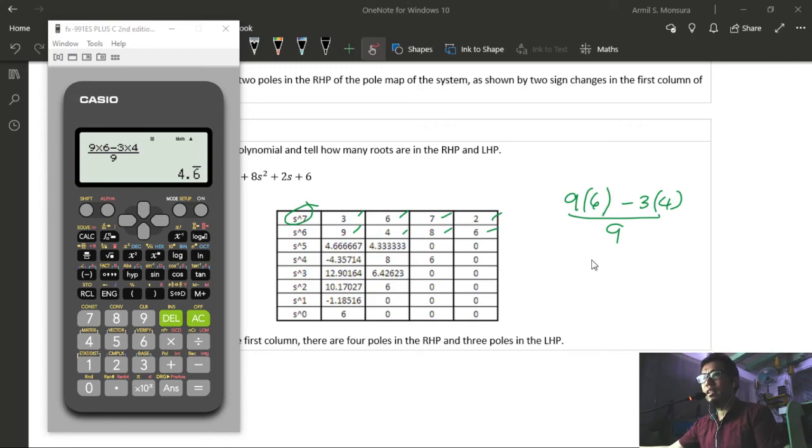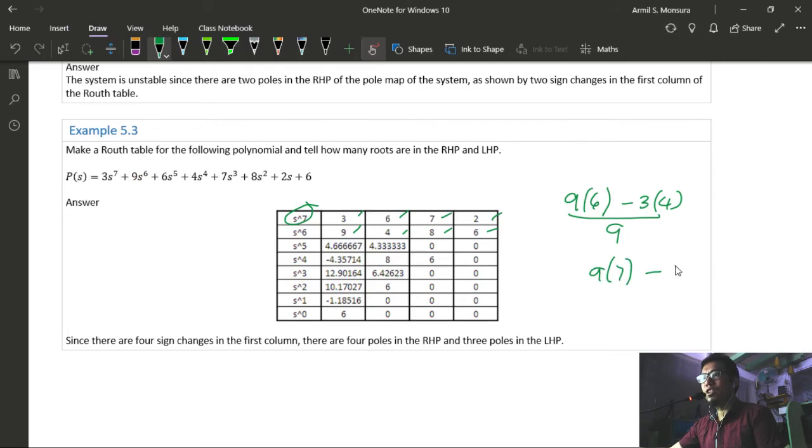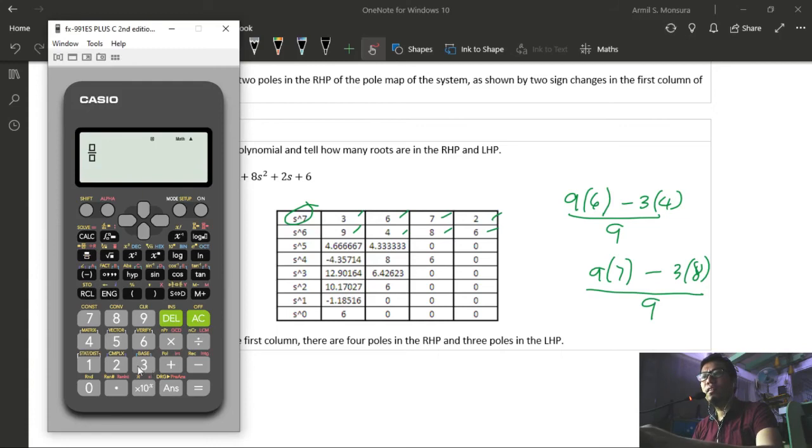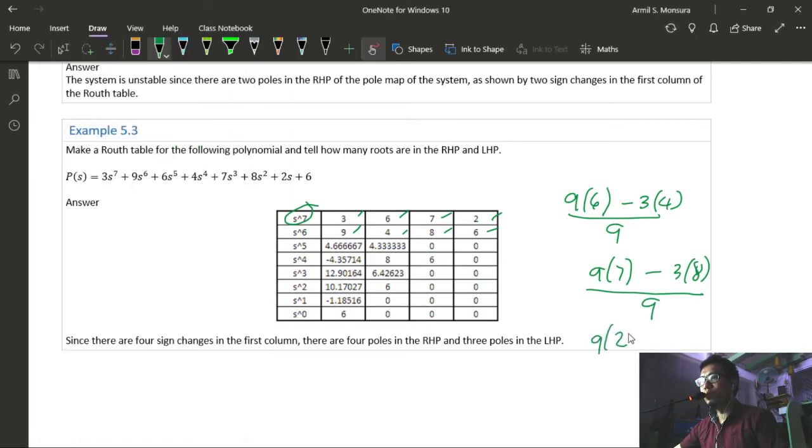this is 9 times 7 minus 3 times 8 divided by 9. Okay. So that should give you 63 minus 24 divided by 9. So that's 4.3. Okay. And then obviously ito, hindi pala obviously 0 to, pero that becomes 9 times 2, minus 3 times 6, divided by 9. And this is 18 minus 18. So 0 yun. Kaya magiging 0 to.